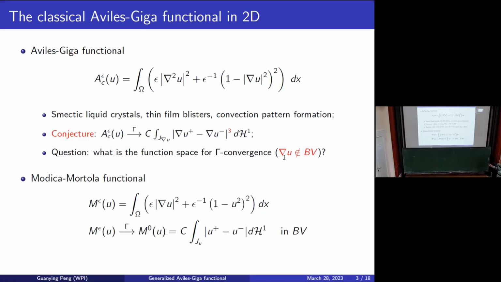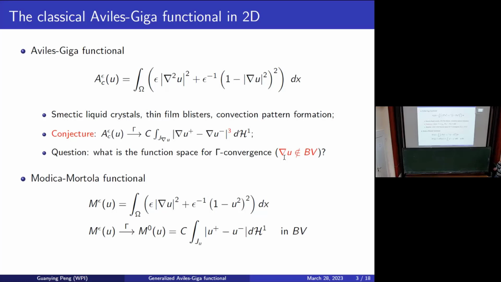So basically, this makes the following question natural: what is the function space for the gamma convergence? We don't expect this limiting energy to be defined over the BV space. In fact, there is an example constructed by Ambrosio, De Lellis, and Mantegazza. They constructed a function U so that this energy is finite, but grad U does not belong to BV. So here, one of the central questions is the structure of the function space.